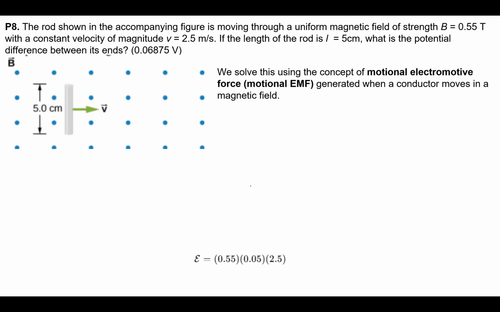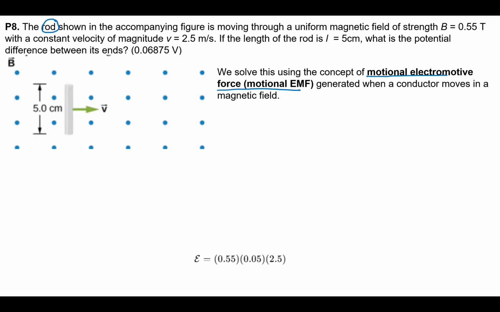Now let's go to another problem. This is a little bit different. It is kind of a motional electromotive force, but it is not a closed loop. Thus far, what we have seen is a circular loop or rectangular loop or square loop, but now we have just a rod. That's the big difference. The metallic rod is moving.